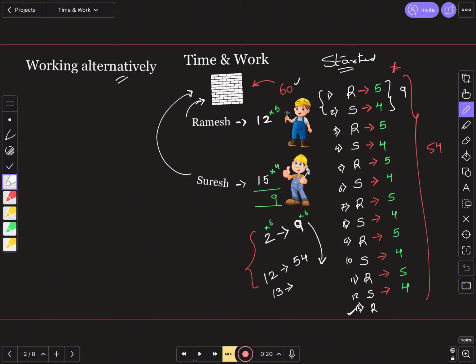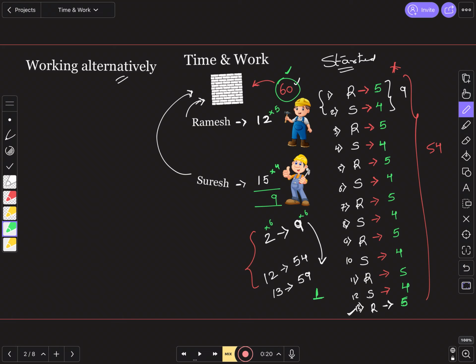Quite a logic, because on odd number of days Ramesh is always working. So on the 13th day, Ramesh is working, and how many bricks will Ramesh put in? 5. So 59 bricks are being put in, and you're done with the 13th day. Now how many bricks are remaining to finish the work? 1. Because if you put in 60, the work is done. So one brick is remaining to be put in to finish the work.